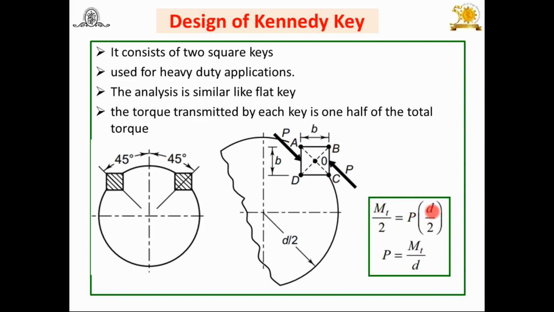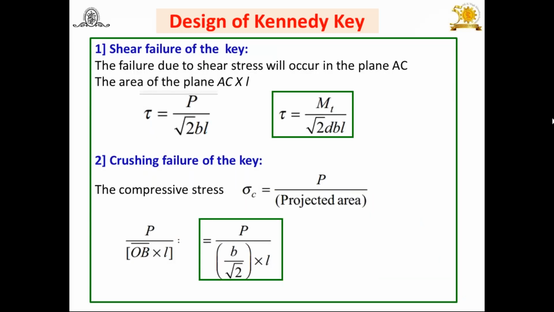That's why Mt by 2 is equal to P. In the equation of the torque, P into D by 2 remains the same. You can send this to this side and it gets cancelled. The force P is equal to Mt by D. Try to understand here. This is force P. Then how is it going to fail?